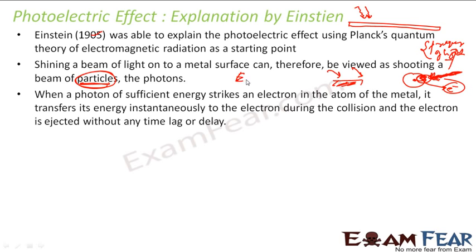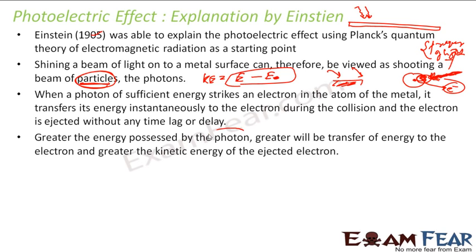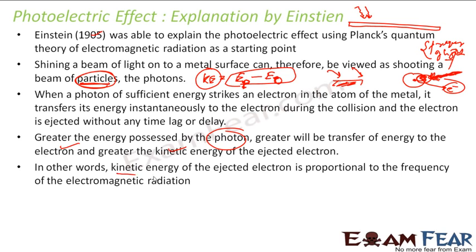And the extra energy, for example, you have E energy you are putting here, right, and E naught energy is required to kick out the electron. The extra energy, this guy, is converted into kinetic energy of the emitted electron. We'll see that also. So the greater the energy possessed by the photon which is coming, the greater will be transferred to the electron, and the greater will be the kinetic energy. You see, this guy is the energy possessed by the photon, and this guy is the minimum energy required to kick out the electron, and whatever the difference is, is the kinetic energy. So the more energy the photon has, the more is the kinetic energy of the electron.